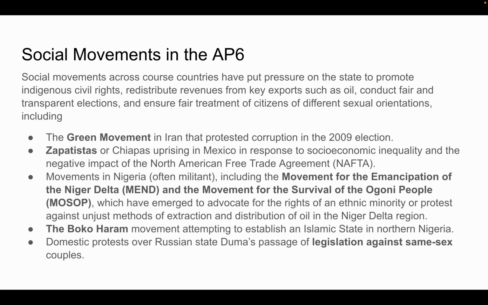Moving on to Mexico, the Zapatistas, or Chiapas uprising in Mexico, was a social movement in response to socioeconomic inequality and the negative impact of NAFTA, the North American Free Trade Agreement, on indigenous peoples. The Zapatistas is classified as a social movement as it involved the call for work, land, housing, food, health, education, independence, liberty, democracy, justice, and peace for indigenous people. This is a wide sweeping list of demands for both political and social change, which is why it's classified as a social movement.